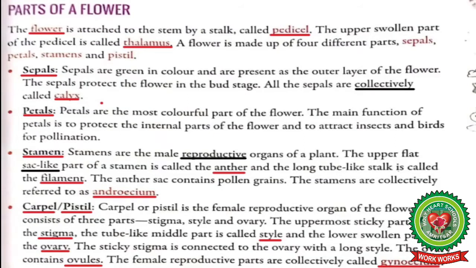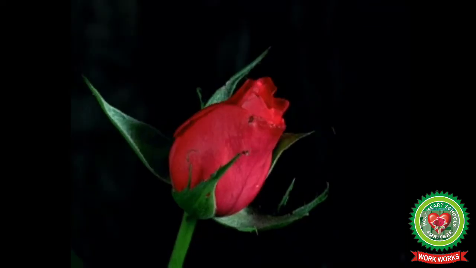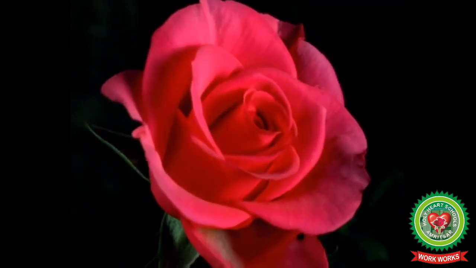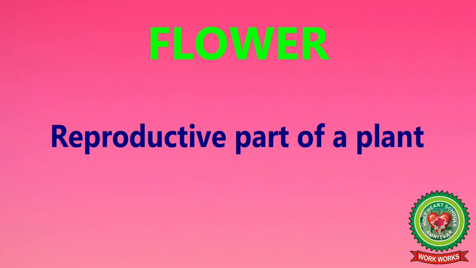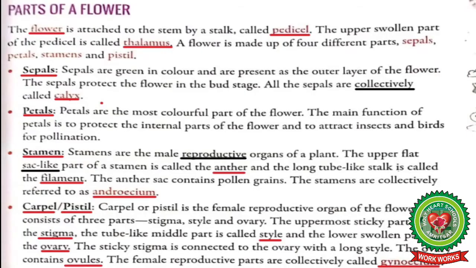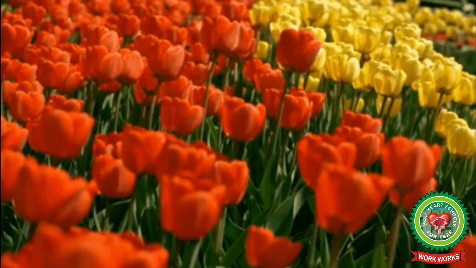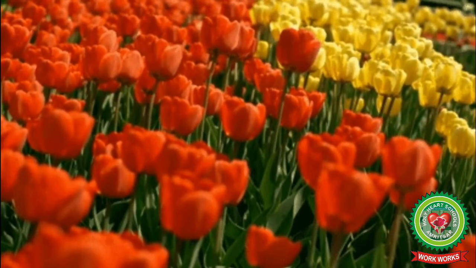Parts of a flower. Students, flower is the most beautiful and attractive part of a plant. It is the reproductive part of a plant. The flower is attached to the stem by a stalk called pedicel. Now students, underline the word pedicel and write down its meaning. The stalk by which a flower is attached to the stem is called pedicel. Students, pedicel holds the flower upright.